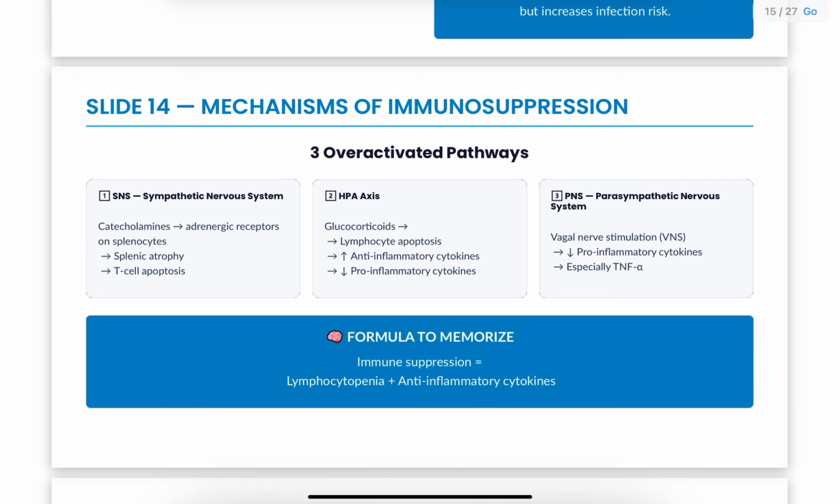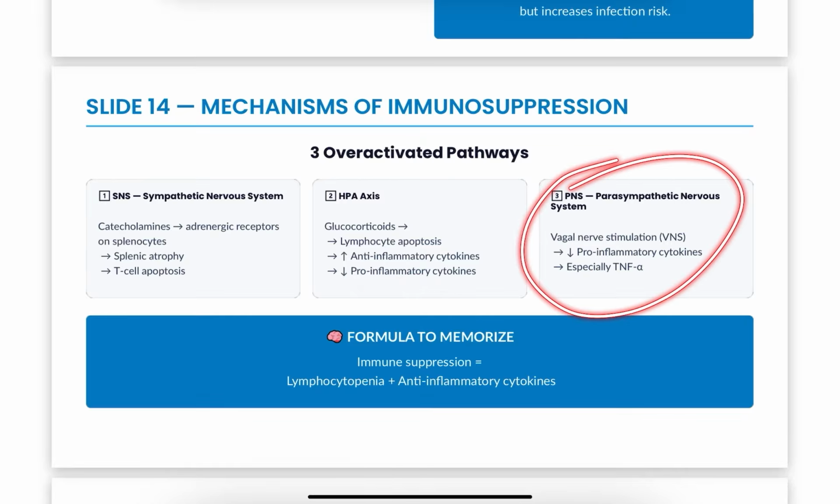The second one that I'd like to talk about is the HPA, or the hypothalamic pituitary adrenal axis. The activation of this pathway will give me the cortisol or the glucocorticoids. These glucocorticoids will promote the lymphocyte apoptosis, which will increase the anti-inflammatory cytokines and suppress the pro-inflammatory cytokines.